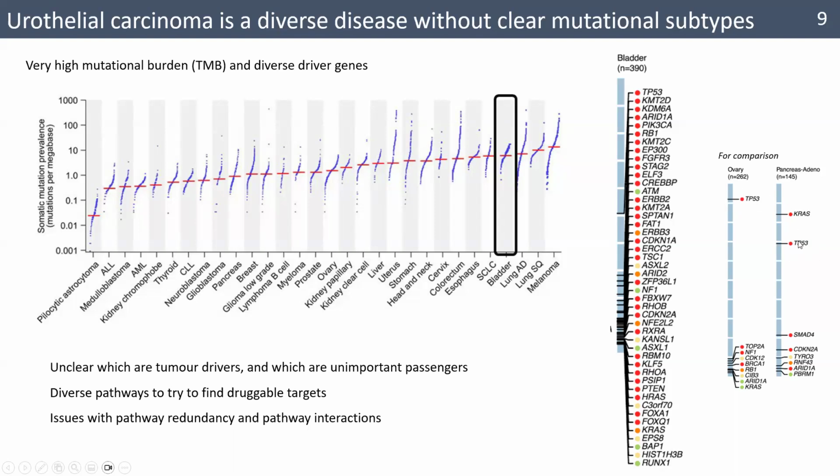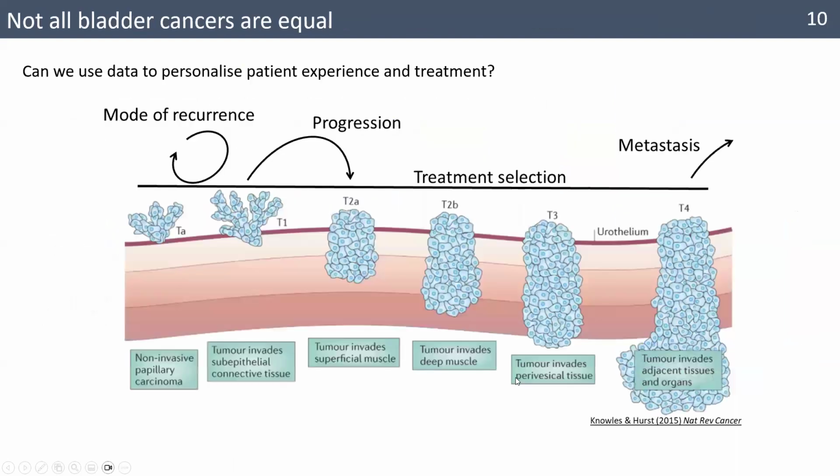So P53 here, known as the guardian of the genome, is a really important gene mutated in lots and lots of cancers, and there are drugs available to some of the mutations in this gene. The problem we have with bladder is that there are so many different ones that we could work with. So why do we need to group people at all?